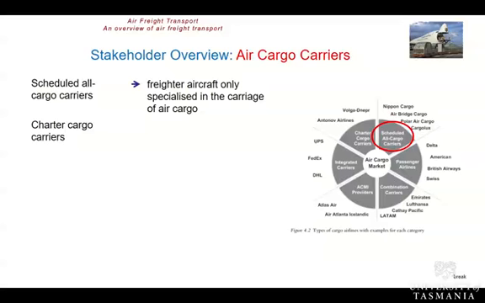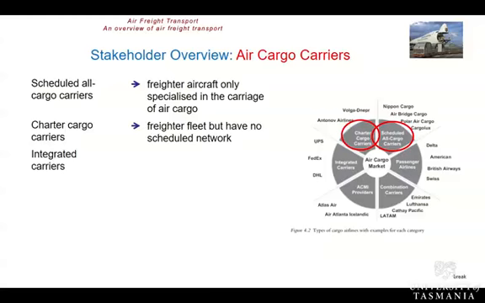The second group of air cargo carriers are what we call charter cargo carriers. Now these are a freighter fleet again, so all cargo carriers, but they don't have a scheduled network. So they're working on the basis of demand. And we can see them there. And those two airlines that we're looking at there, Antonov Airlines and Volga-Dnepr, they have some of the largest aircraft in the world. So when we're talking about completely oversized goods, those are the operators that they bring in for those type of requirements. The third type of air cargo carrier is the integrated carrier.